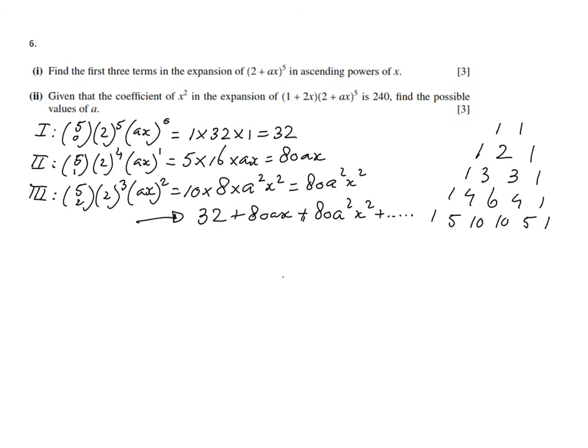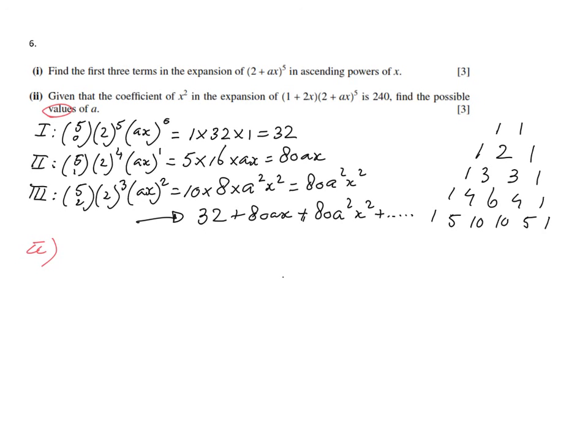Okay, moving on to the second part, I'll do that in red. Given that the coefficient of x squared in the expansion of (1 + 2x)(2 + ax)^5 is 240, find the possible values of a. So values implies more than 1, so realize that, and see the connection between part I and II.